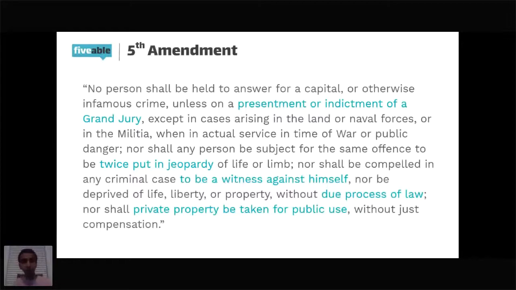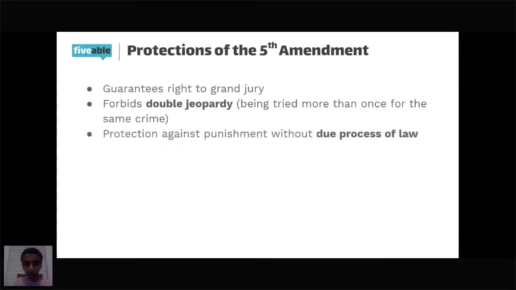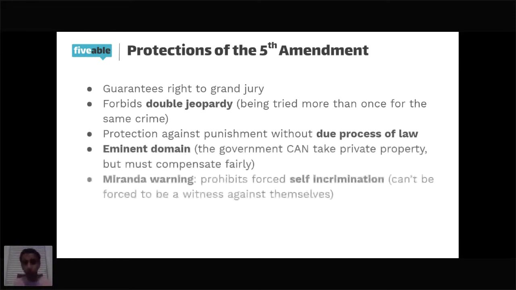So this amendment is a handful. It has really 5 main protections that appear, and we're going to talk about each one of these, but mainly we're going to focus on the ones that relate to the rights of the accused. Before that, I do want to go over an overview of the 5 so you know which ones they are.